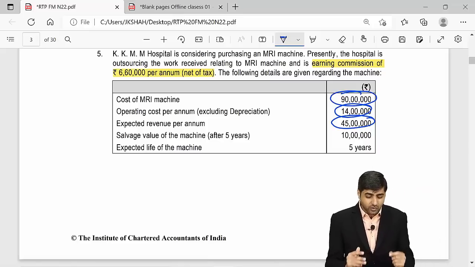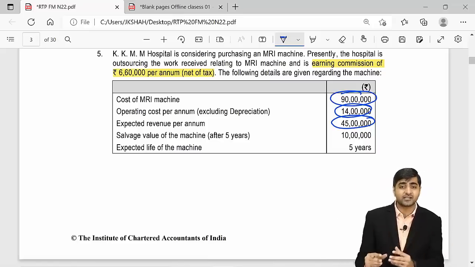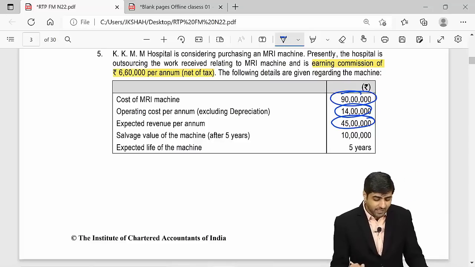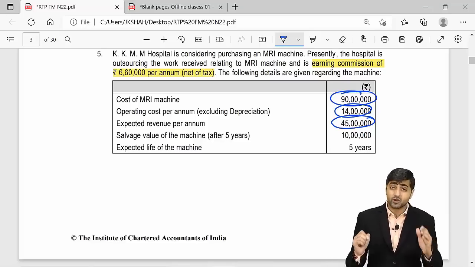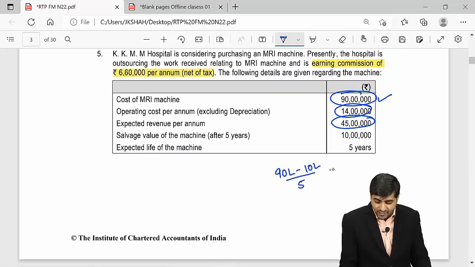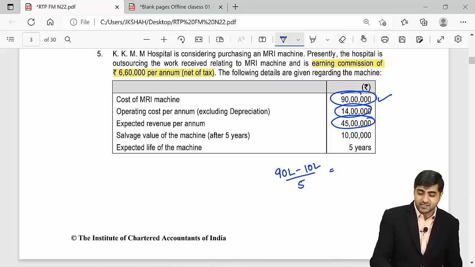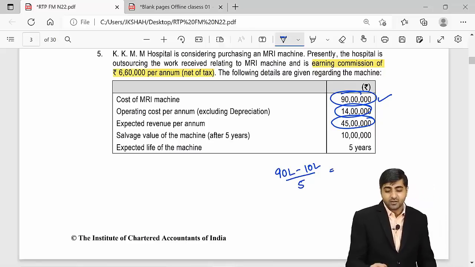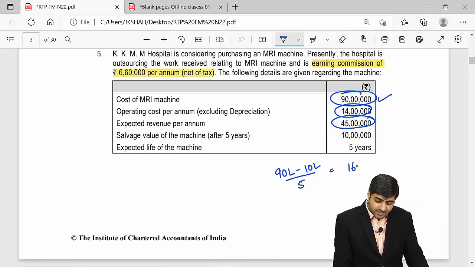So then this will give you your net profit before depreciation and tax, from which now you will be subtracting depreciation, and depreciation will be on SLM basis. We have cost as 90 lakhs, from which you will subtract the salvage value of 10 lakhs and you will divide by the life of 5 years. So basically this will be 80 divided by 5. Your depreciation is going to be 16 lakh rupees every year.